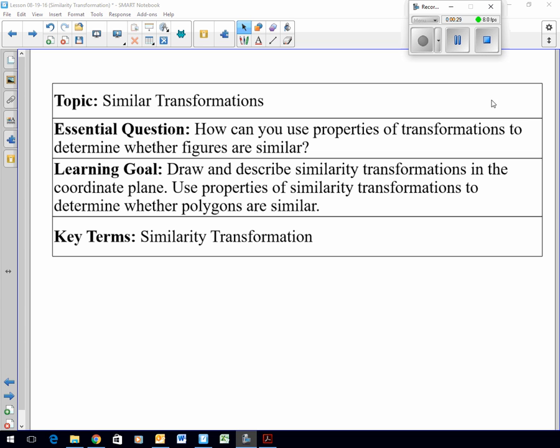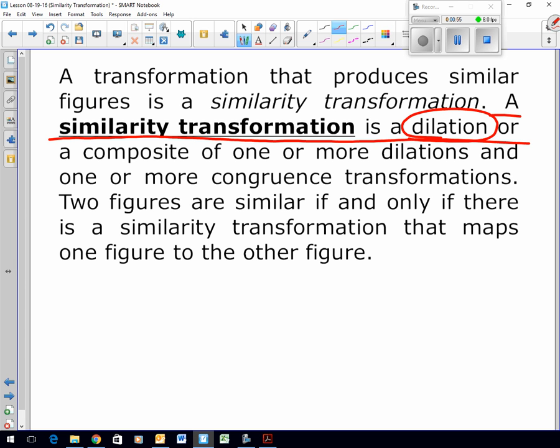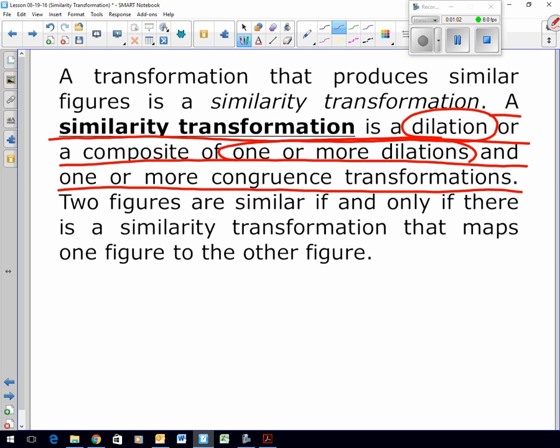Alright, if you're not finished, I'll come back to it later. A transformation that produces similar figures is a similarity transformation, aptly named. A similarity transformation is a dilation or a composite of one or more dilations and one or more congruence transformations. You need to make sure you have written down what I am underlining in red. It's a dilation or a composite of one or more dilations and one or more congruent transformations.